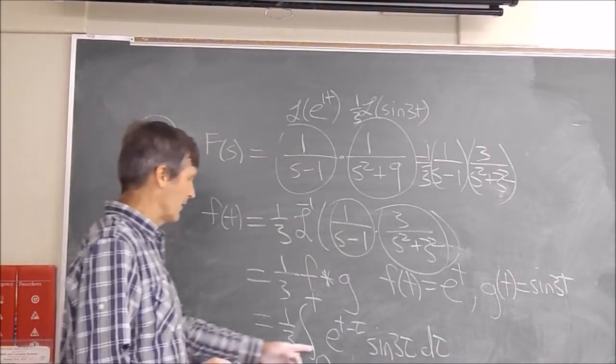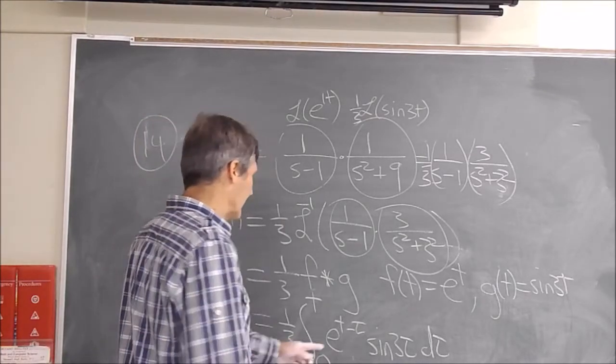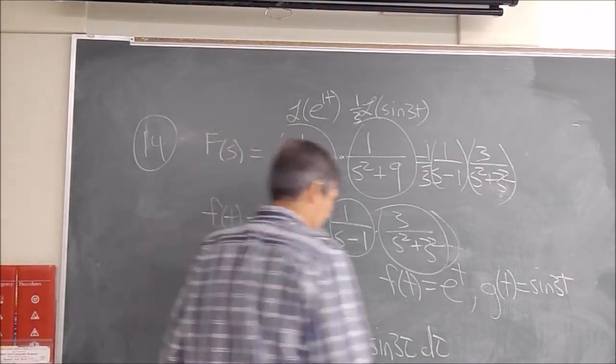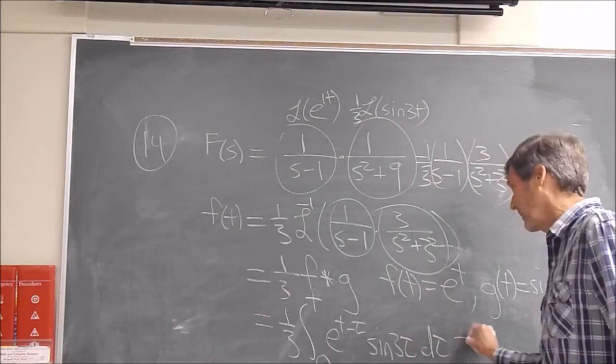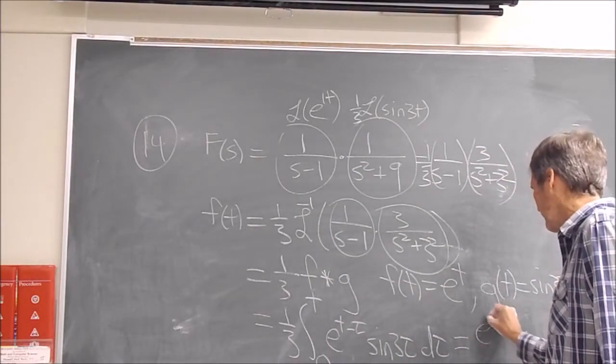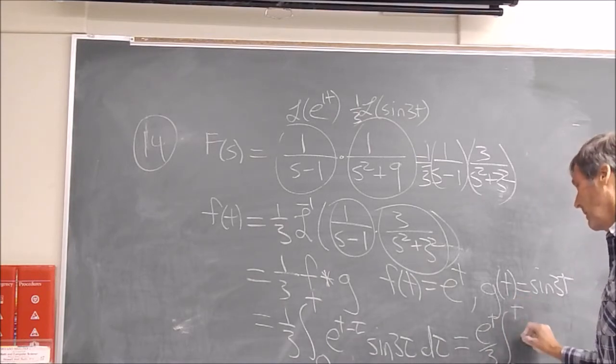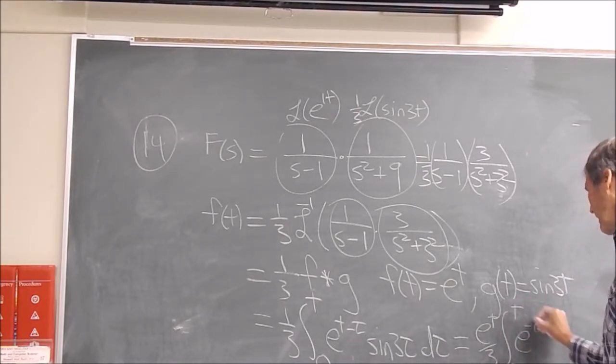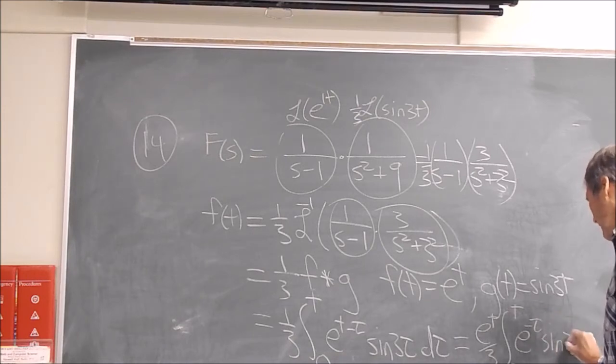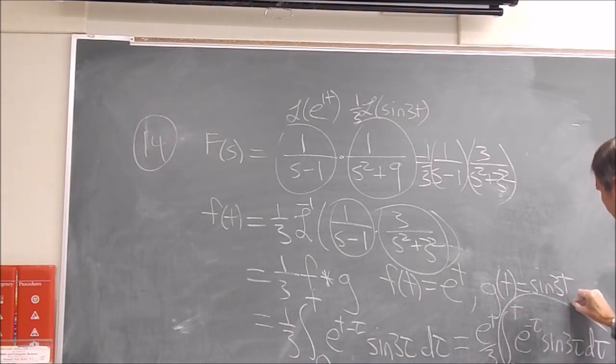Then you can do this one by pulling the e to the t out, because t is a constant with respect to the integral over tau. So this is e to the t over 3, the integral from 0 to t of e to the minus tau sine 3 tau d tau. This appears in your standard integration tables, but it falls to two integrations by parts if you want to try your calculus hand at this.